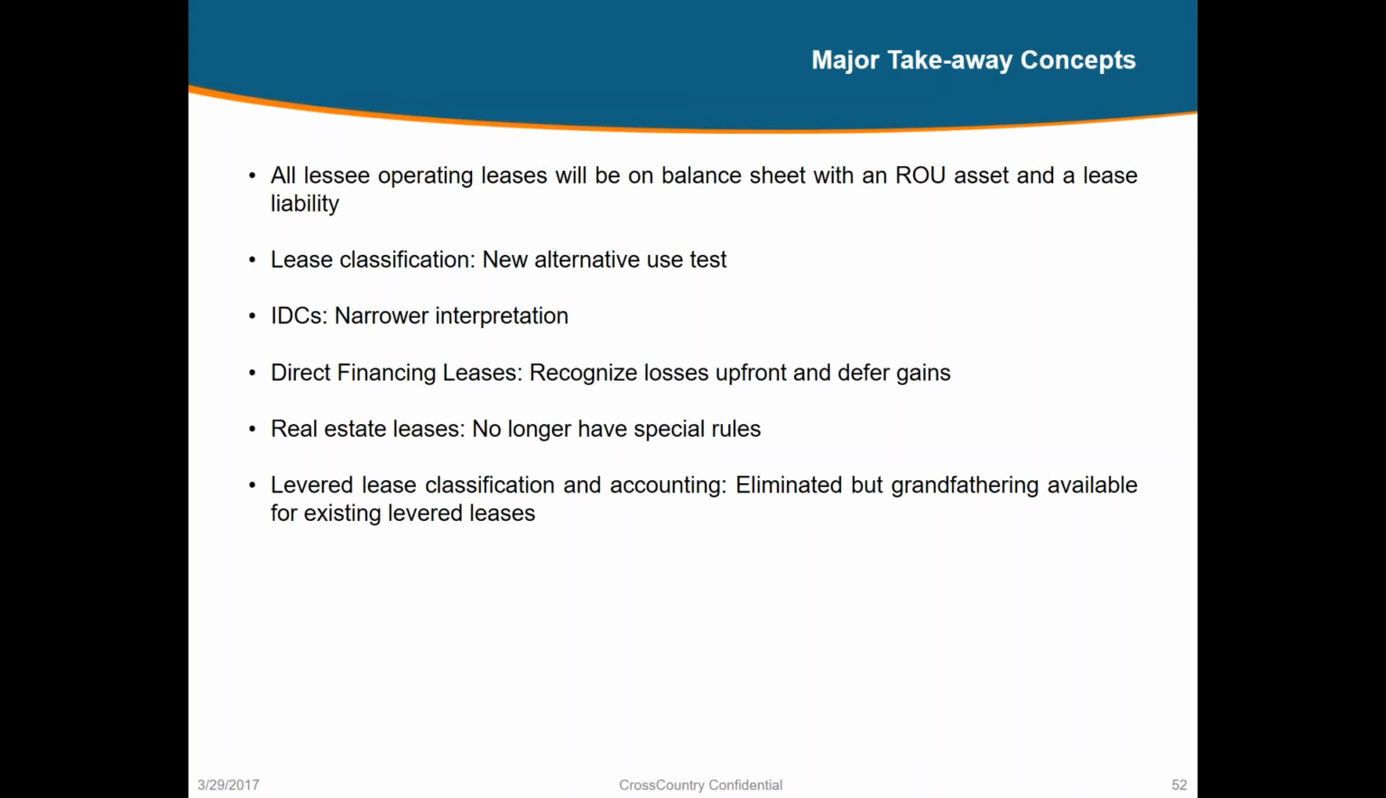Before we answer questions that have come in throughout the presentation, let's just recap some of the major points that we covered today. All lessee operating leases will be on the balance sheet, with a right-of-use asset and a lease liability recorded. There is a new alternative use test to the lease classification criteria for both lessors and lessees. There's a narrower definition of initial direct costs. For direct finance leases, recognize losses upfront and defer gains. There are no longer special rules for real estate leases. And leveraged lease accounting has been eliminated, with grandfathering for existing leveraged leases.